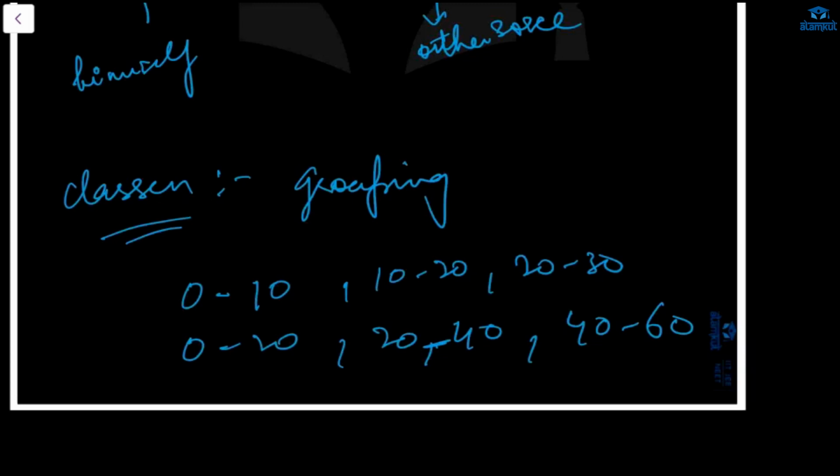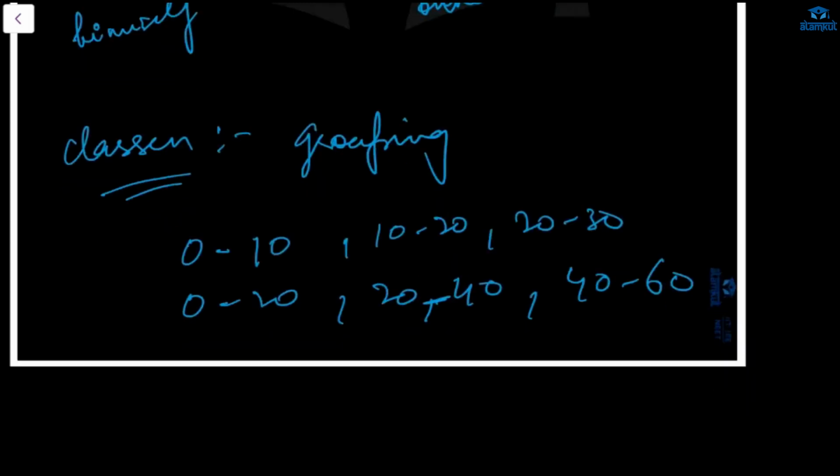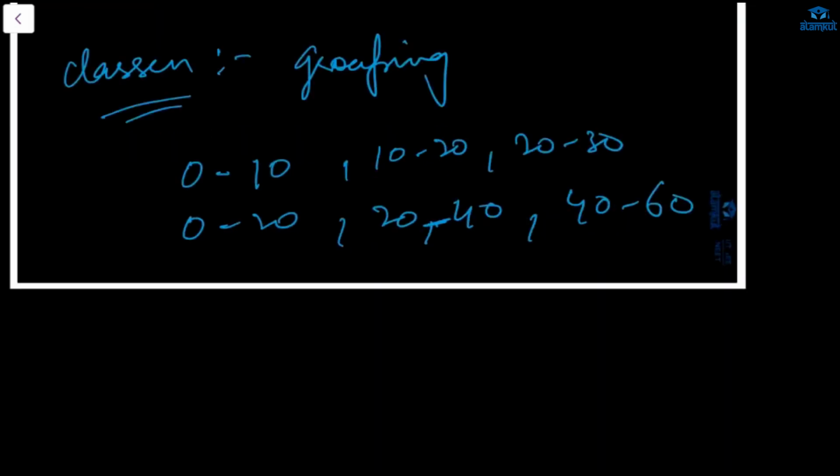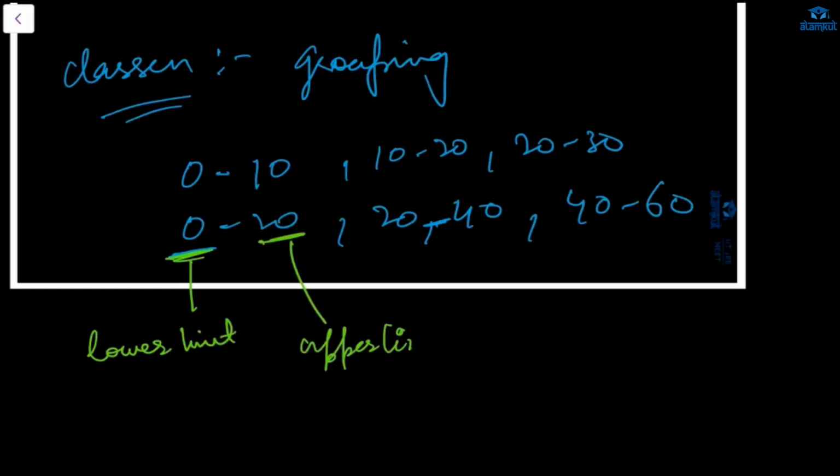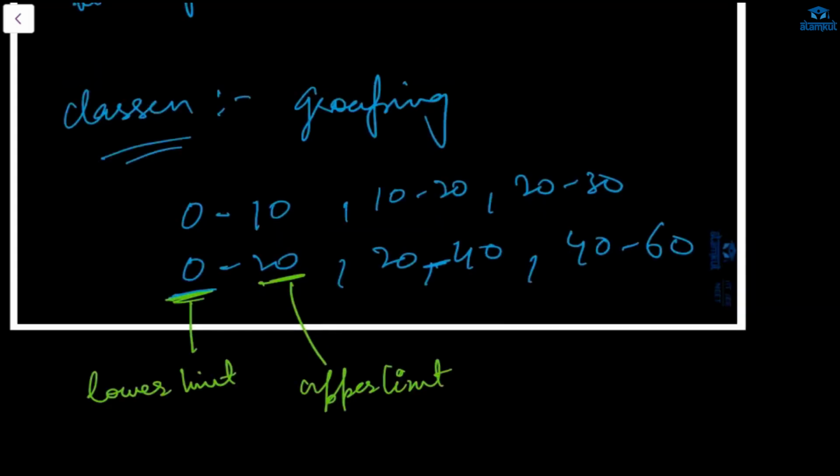Now, grouping. This is called grouping of data. We can group according to our choice. Classes mean grouping of data. Now there are a lower limit and an upper limit. When you are grouping the data, the smaller one is called the lower limit, and the bigger one is called the upper limit. Understood? Now we have class size. These are the basic terms.